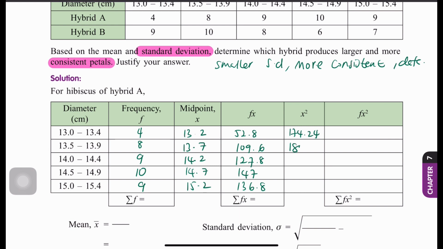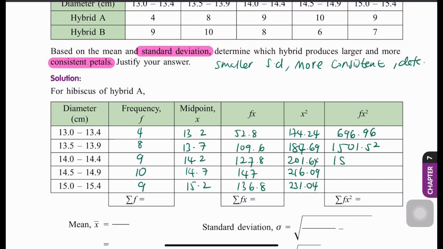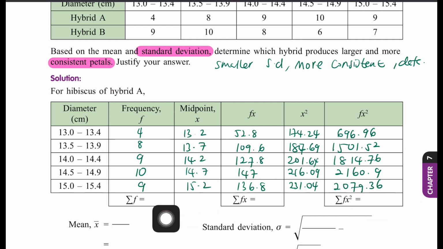174.24, 187.96, 201.64, 216.09, 231.04. So for fx square, kita ambil frequency times with x square. Okay, so kita akan dapat 96.6, 96, 150.152, 181.476, 2160.9, 2079.36. Okay, next kita kiralah dia punya hasil tambah.